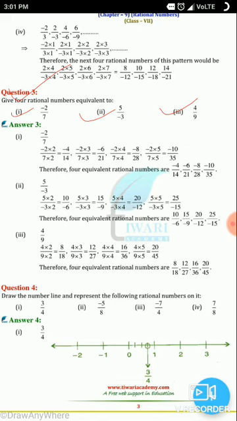So how do we find the equivalent numbers? It is very easy. Okay. See what you have to do. You have to just multiply the numerator as well as the denominator with the same number. Means see, first number is, our question is minus 2 upon 7, right? So minus 2 upon 7 is multiplied by 2, okay, in numerator and denominator.